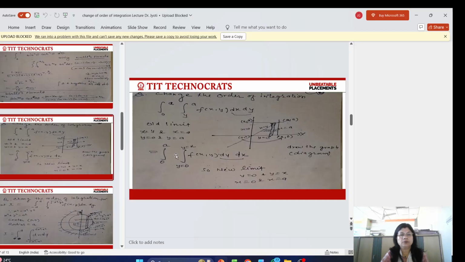So integration of 0 to a, integration of y is equal to x f x y dy dx. So new limits is y is equal to 0 to y is equal to x, and x is equal to 0 to x is equal to a.